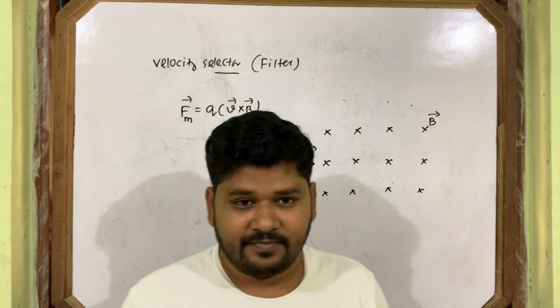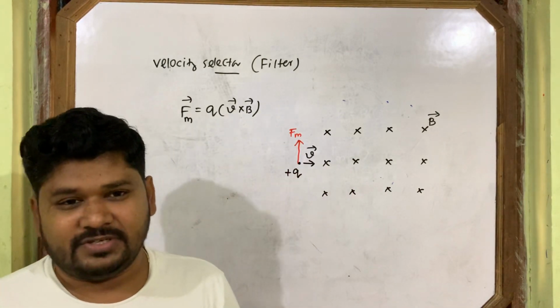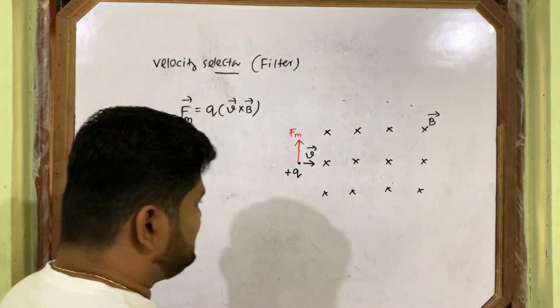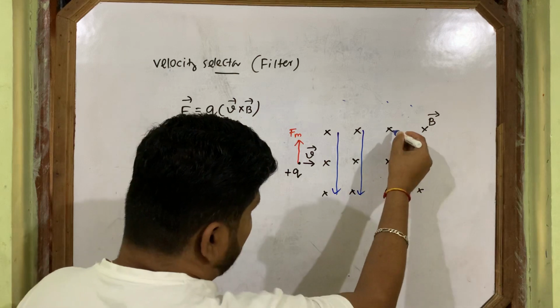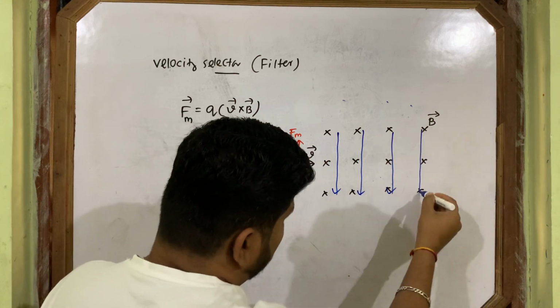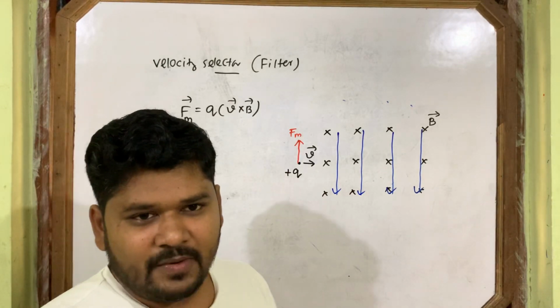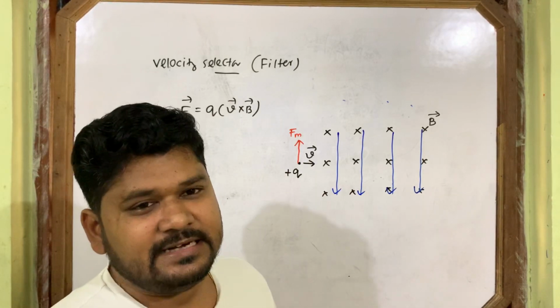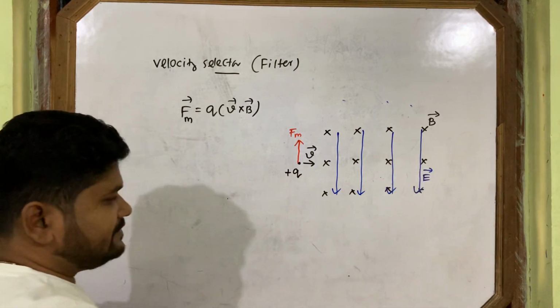But another electric field is also present in that region. The electric field is present like this. Electric field lines are like this. See, electric field is present in that region. So it is a uniform electric field, where the direction of the electric field is in the downward direction. This is the electric field intensity E vector.